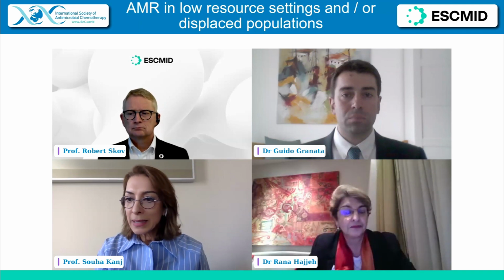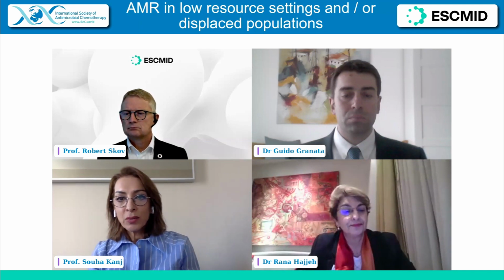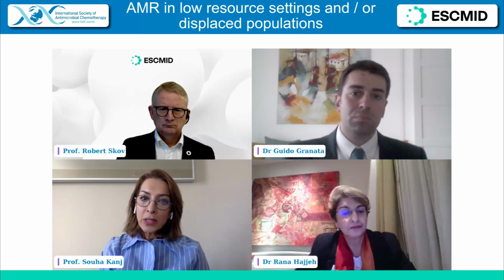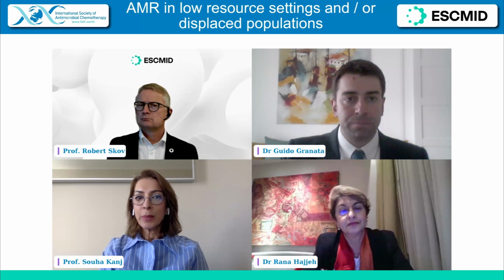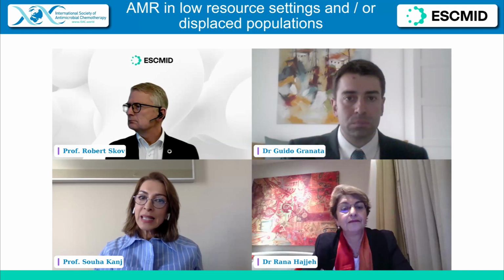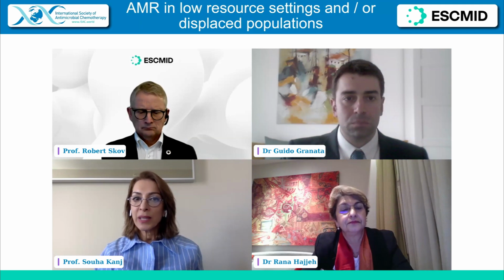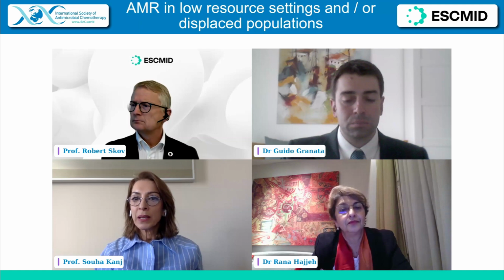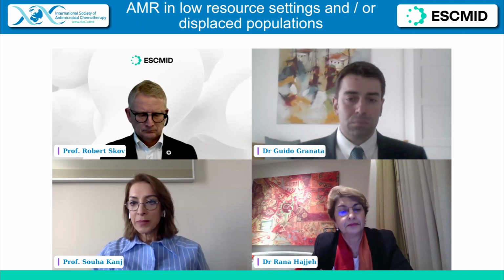There are a lot of comments and really interesting questions being asked. I'm going to start with one addressed to Dr. Hajjeh. From the little data that we have on AMR in war-injured patients or refugees, do we have any surveillance data from admission to the hospital, prior to them being in the hospital, so that we get a feel of how much is acquired from the community versus nosocomial infections with these multi-drug resistant pathogens?